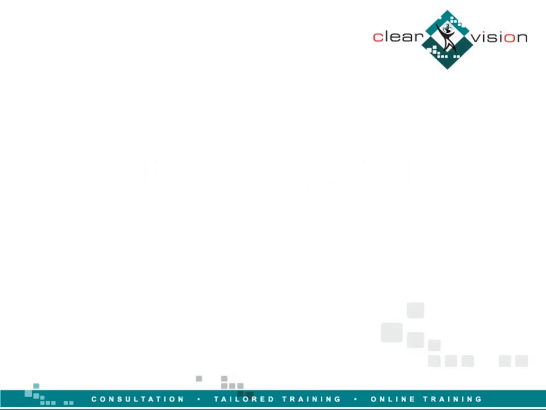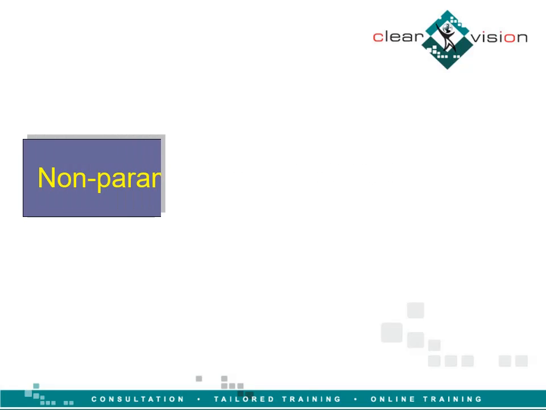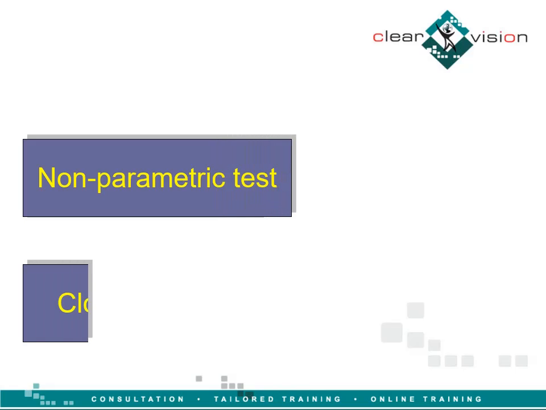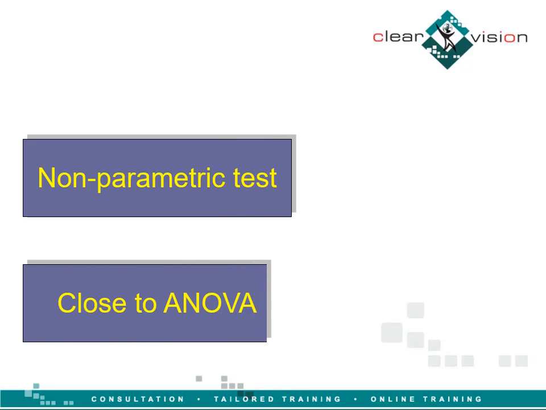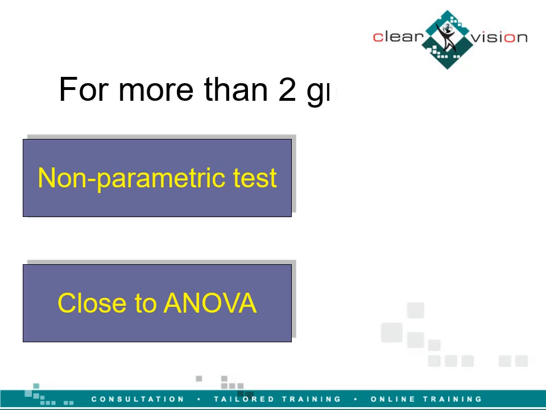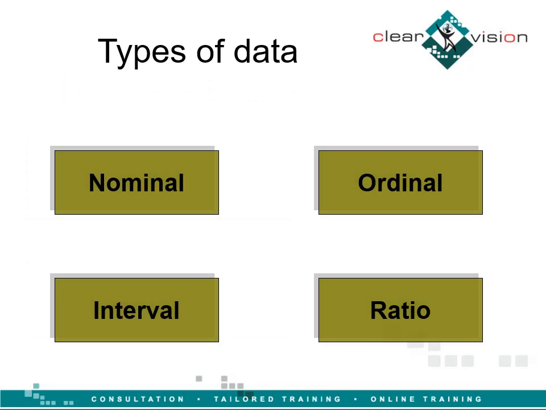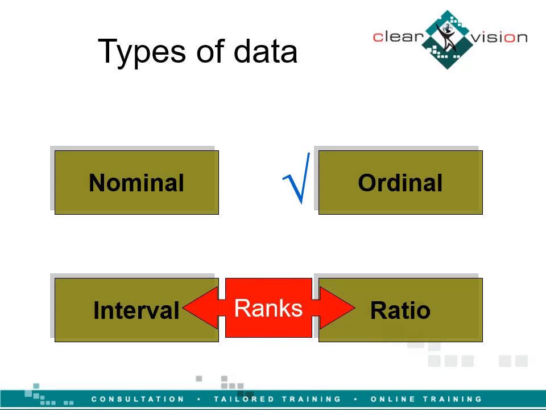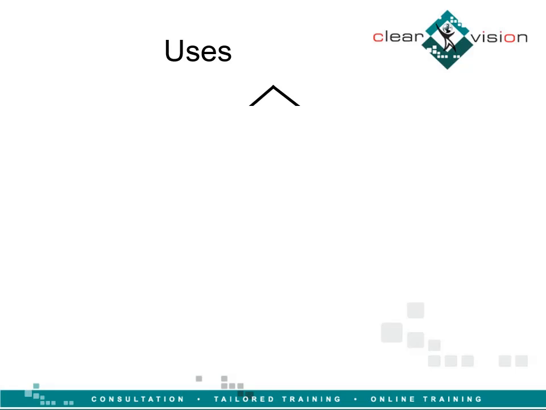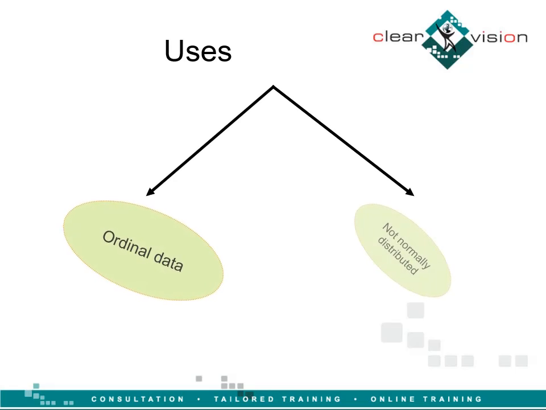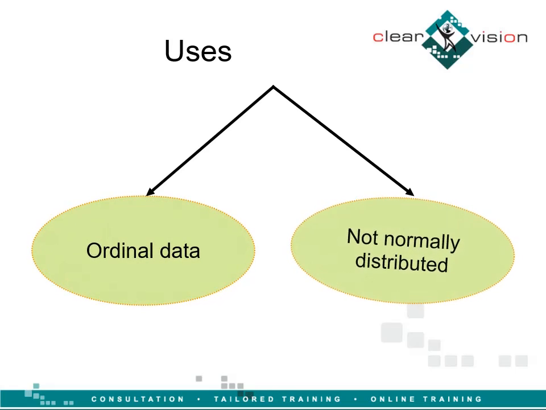Kruskal-Wallis test. Kruskal-Wallis test is a non-parametric test, which is very close to ANOVA. From the perspective, it's testing more than two groups at once. Kruskal-Wallis test is used for ordinal types of data, or for interval or ratio types of data if they are shifted or transferred into ranks. So the uses of Kruskal-Wallis are either for ordinal types of data or if the data are not normally distributed.